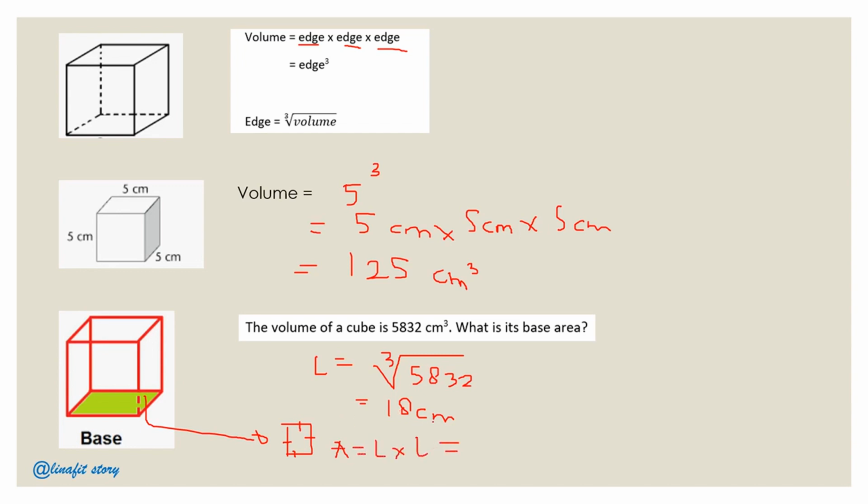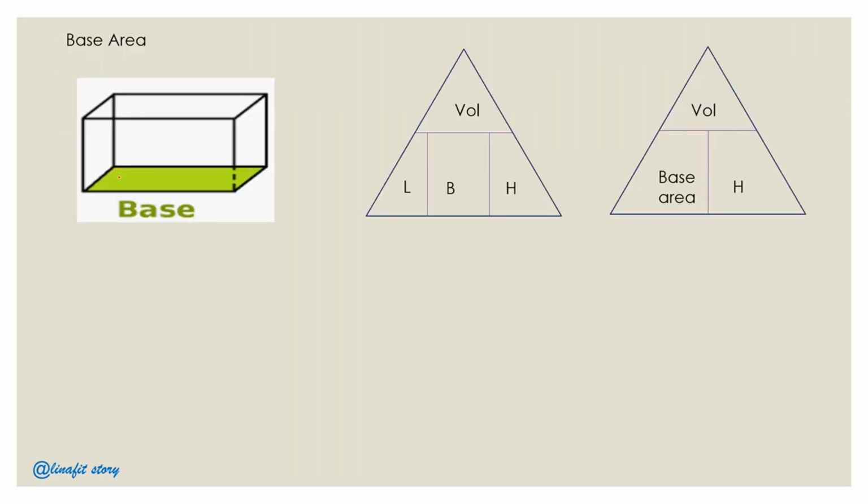So 18 cm times 18 cm equals 324 square cm. Take a look at the green. The green is the base area of a cuboid. The base is the bottom of a three-dimensional object. Remember that to get the volume of a cuboid is length times breadth times height. Or another way is volume equals base area times height.